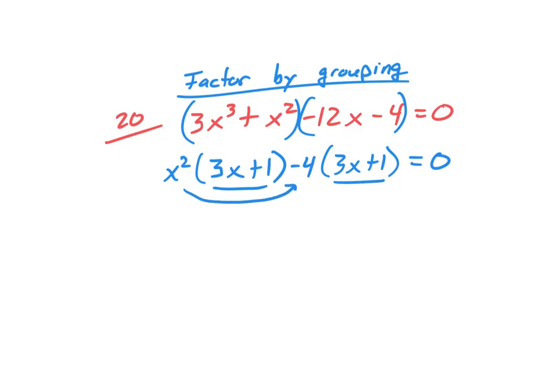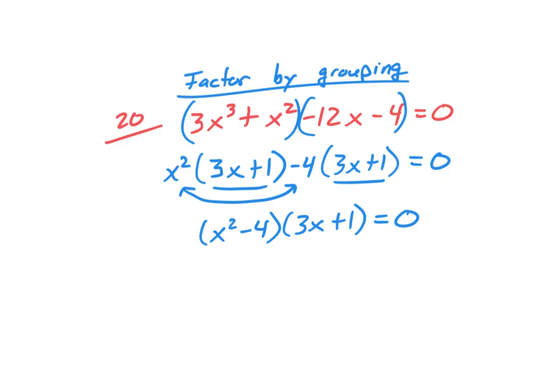And so here's the part that sometimes gets missed. We're going to combine what's on the outside, and then we're going to leave what's on the inside. So this is going to factor into x squared minus 4, 3x plus 1 equals 0. But what we're looking for here is where are my zeros? What are my solutions? Okay, and so we're not quite solved yet.